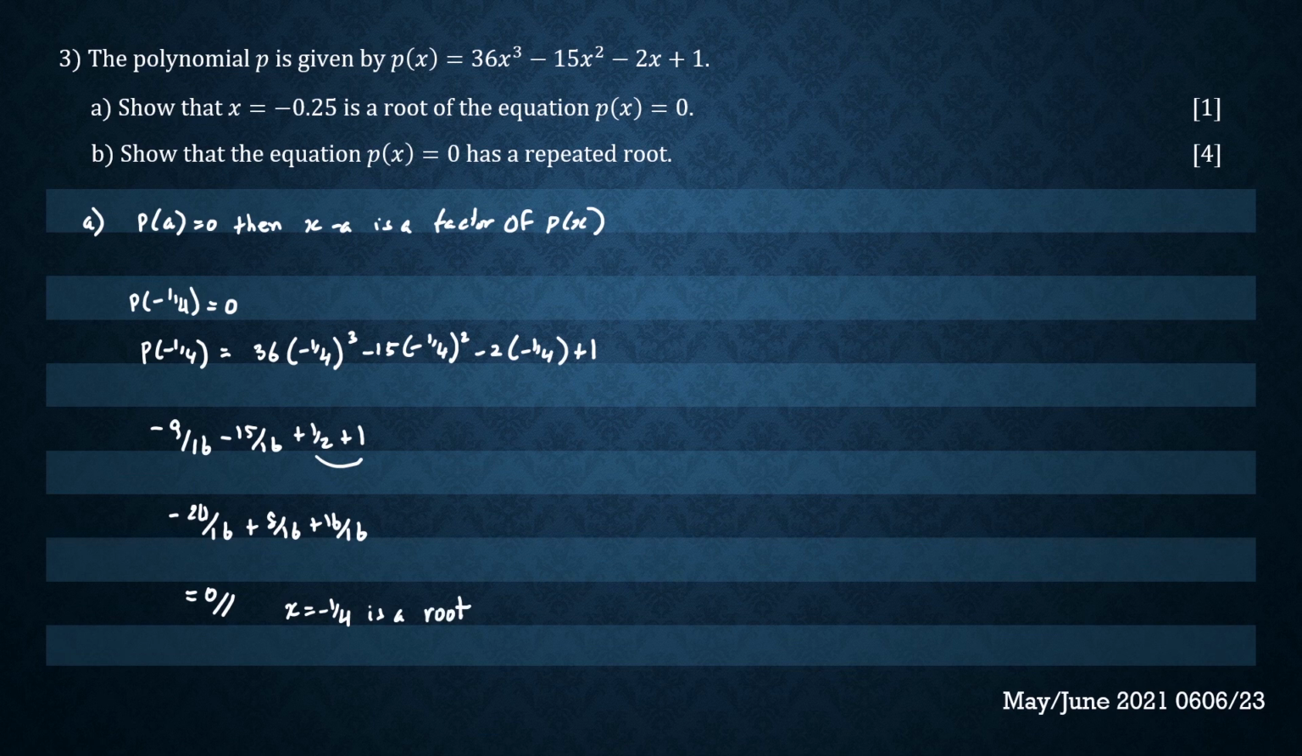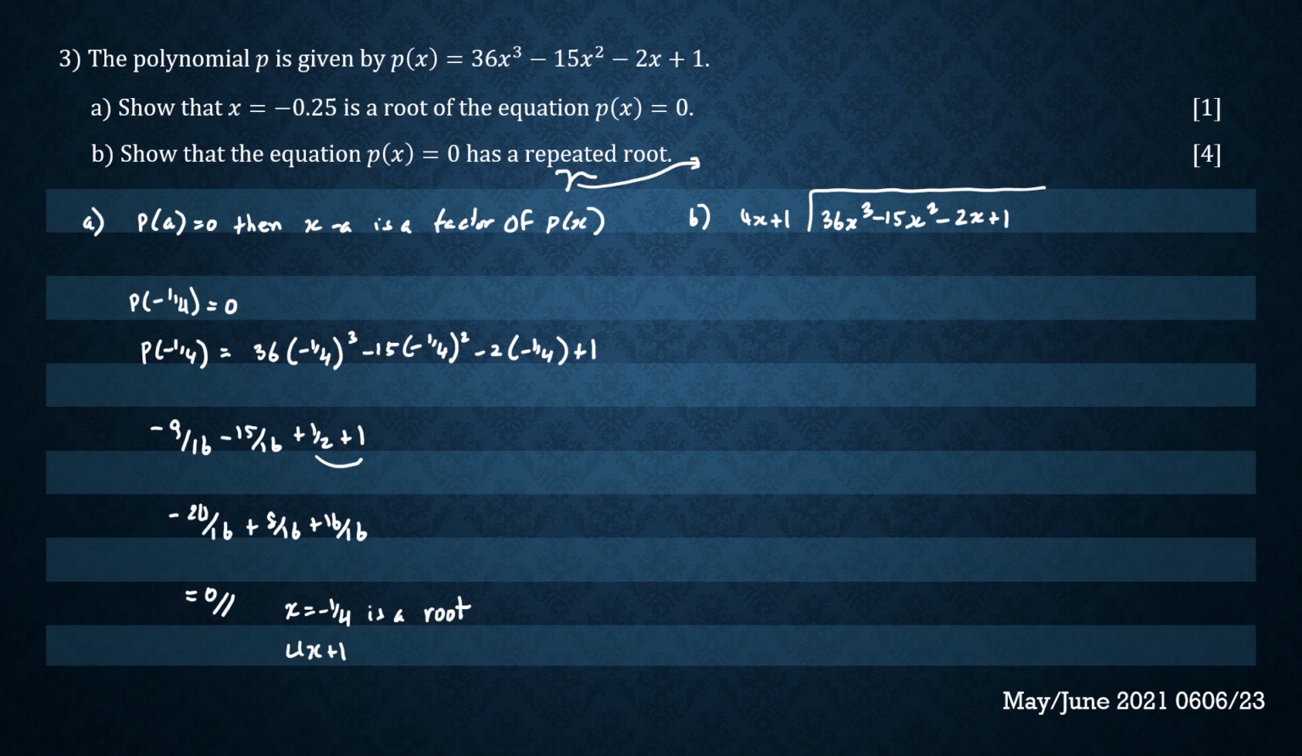So the factor of the polynomial which would give that root is 4x + 1. So for part B, we need to divide 4x + 1 into the polynomial 36x³ - 15x² - 2x + 1. So we should find our repeated root comes from the quotient after we've done the division.